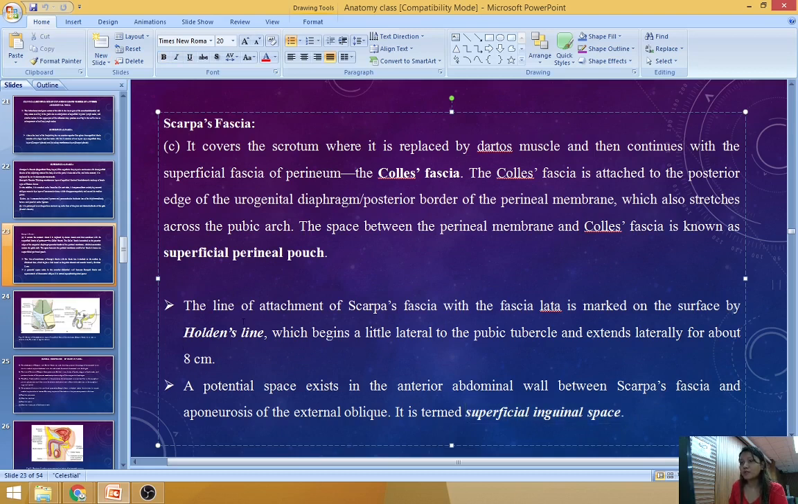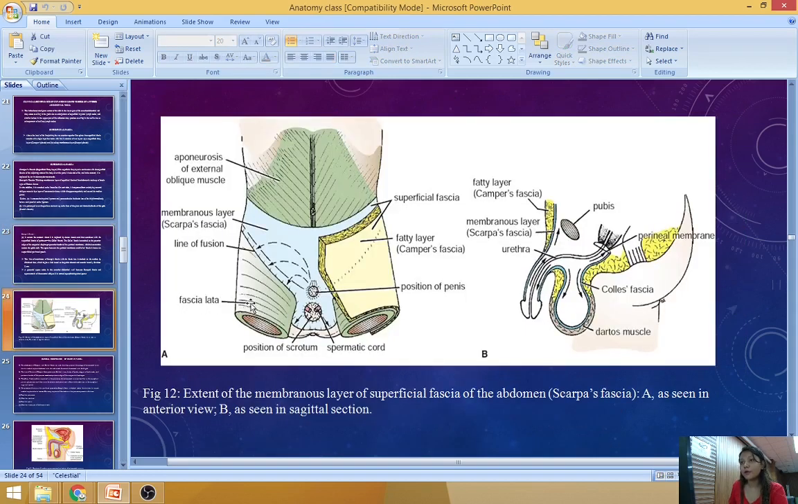Okay, what is Holden's line? The line of attachment of Scarpa's fascia with fascia lata. So this is the fascia lata, this green color is the fascia lata, and this is the Scarpa's fascia. So wherever it is attached, the line of attachment of fascia lata with Scarpa's fascia is the Holden's line.